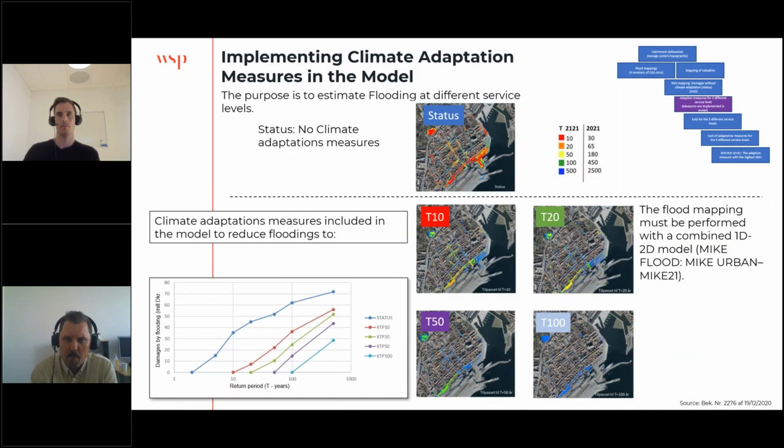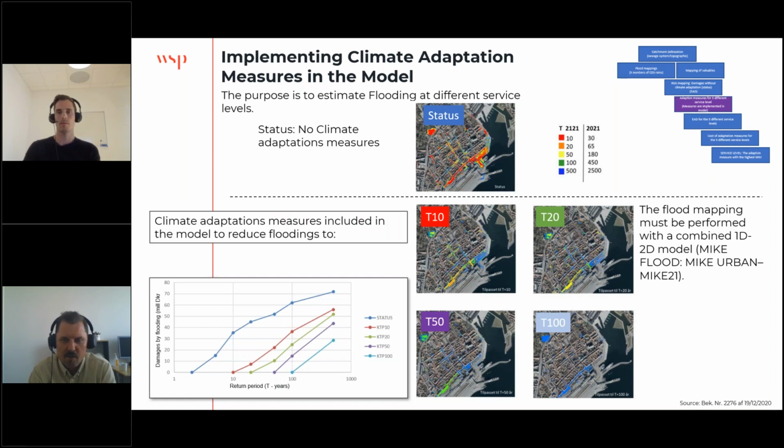So now that we have mapped the risk with the system as it looks today, we will start implementing climate adaptation solutions or measures into the model. And we will do that for a number of different service levels. For example, if we have a service level of T20, that is the green map that you're looking at here. And in the lower left corner, you will see the corresponding damage by flooding in million Danish kroner per year for, for example, a service level of 20 years.